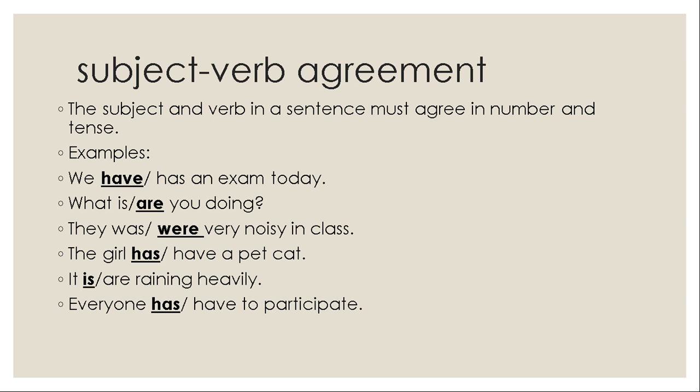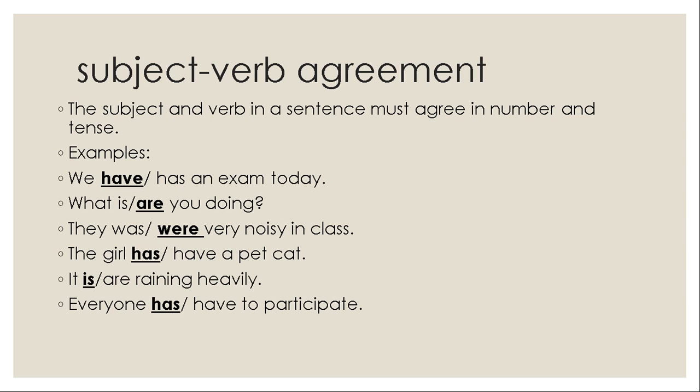We have or has an exam today. Now, we is the plural subject, so I cannot put has with it. I can only put have. We have an exam today. What are you doing? With you, I must always use are. They were very noisy in class. With they, which is a plural subject, I have to use were.